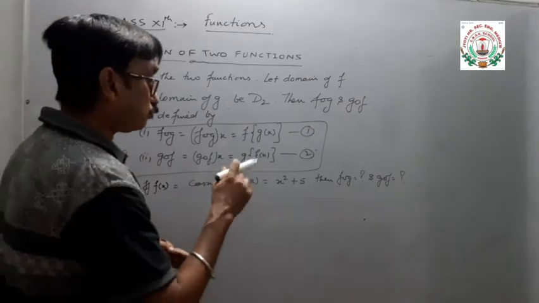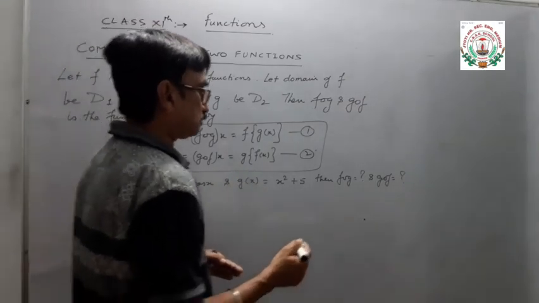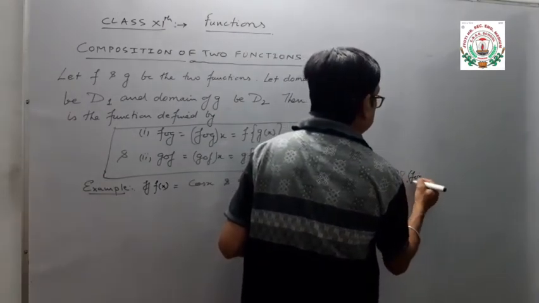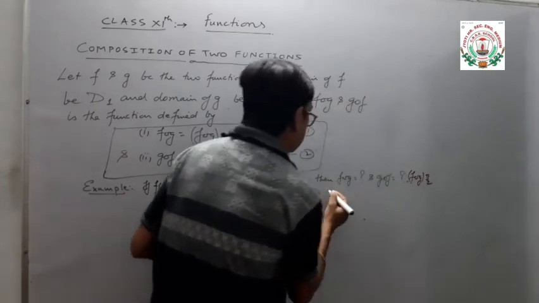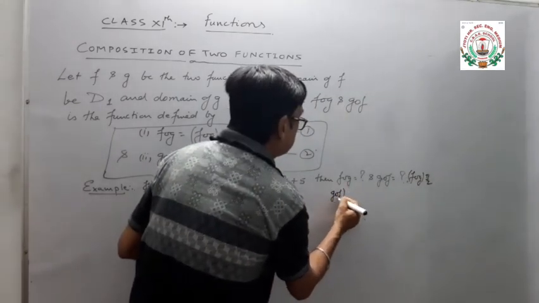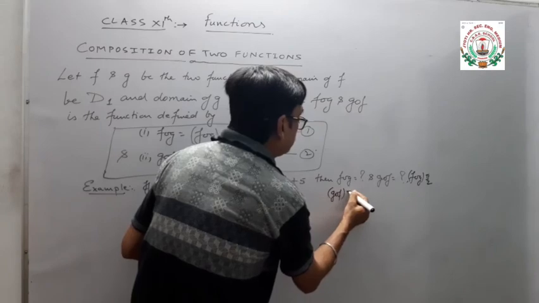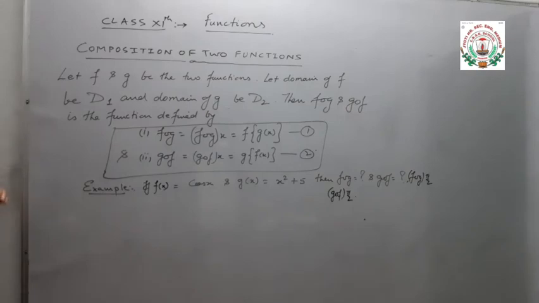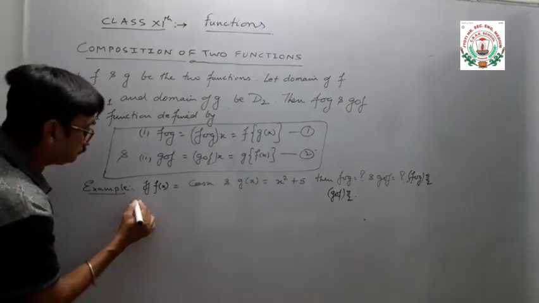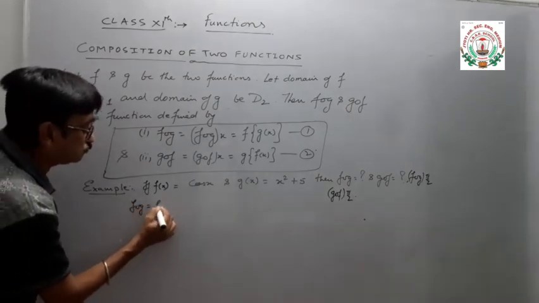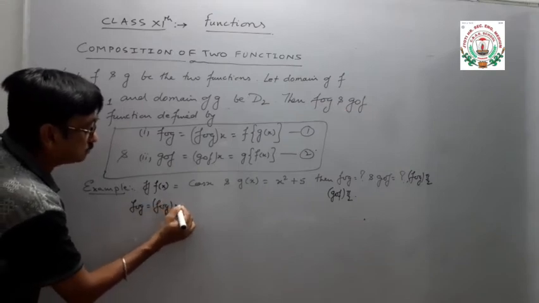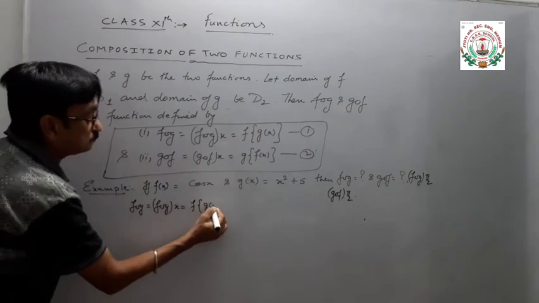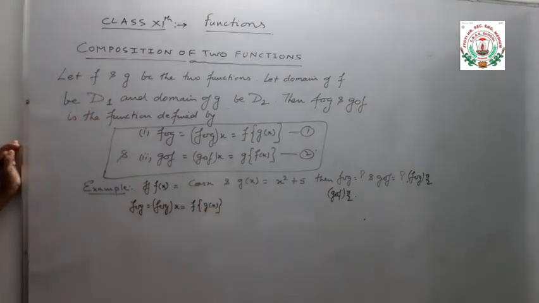Okay, and one more thing I am going to add: you must calculate f of g at pi by 2 and g of f at pi by 2. Let's see what comes. So f operation g of x, by formula, becomes f of g of x. Clear? यह हमने इतना लिख लिया.